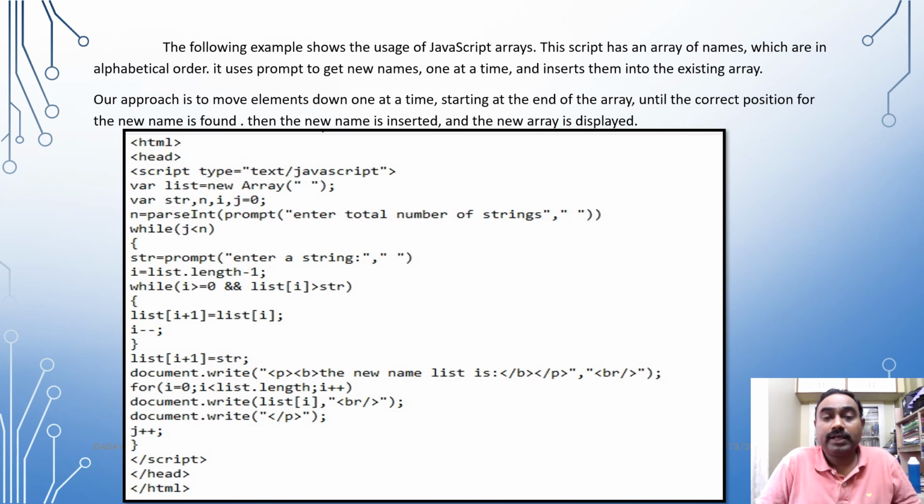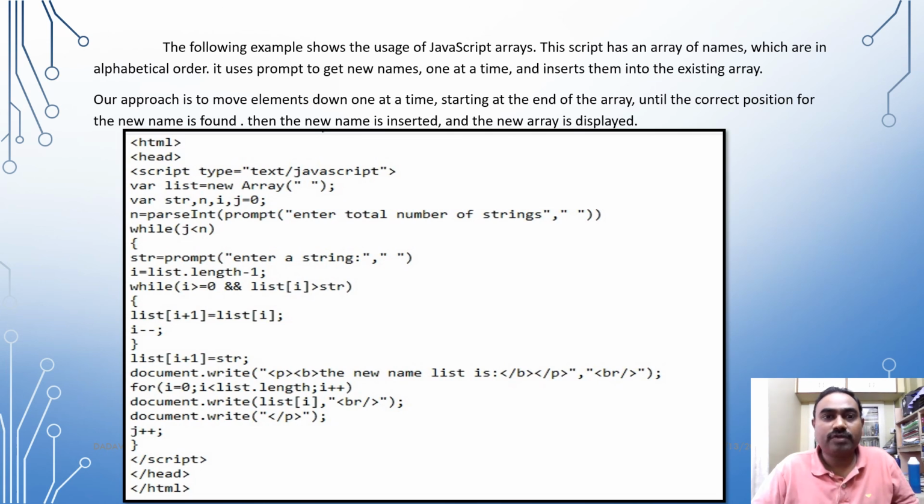So if list of i is greater than str and both conditions are true, then the list of i value is assigned to list of i plus 1. Then once again decrement, because every loop has initialization, a condition and an update. The update depends on the logic; it may be an increment or decrement. After applying the logic, you can print the values one by one using document.write, list of i.